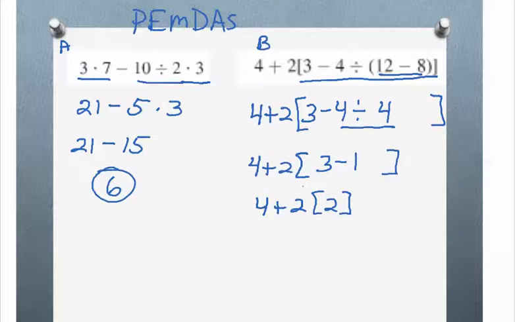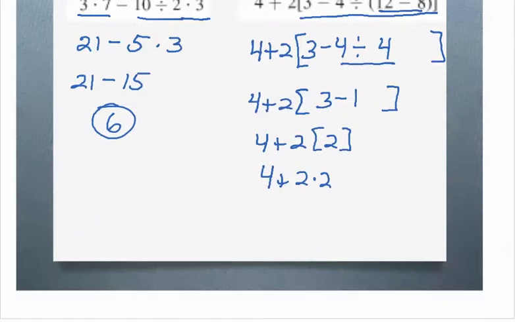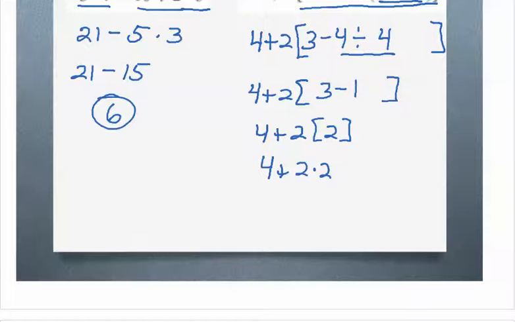Now I can look at the whole problem. The parentheses that I still have out only represent multiplication at this point in time. So if you wanted to, you could rewrite it like this. I don't when I'm normally doing the problem, but you could if it makes it less confusing for you. So then we're going to do the multiplication. 2 times 2 is 4. And now we're going to finish it up with the addition. 4 plus 4 is 8.